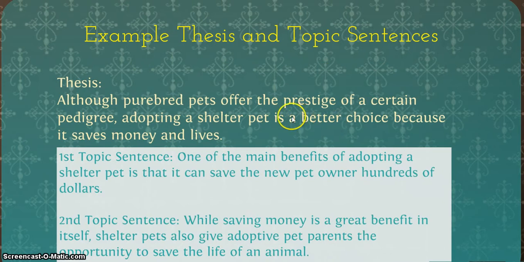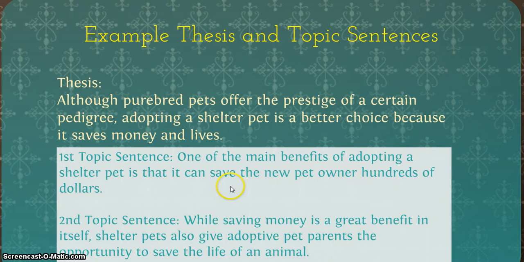Okay, so here's my example thesis again. So my first topic sentence that I created was about saving money, because that's the first thing I listed in my thesis. You want to go in the same order. So my first body paragraph topic sentence is, one of the main benefits of adopting a shelter pet is that it can save the new pet owner hundreds of dollars.